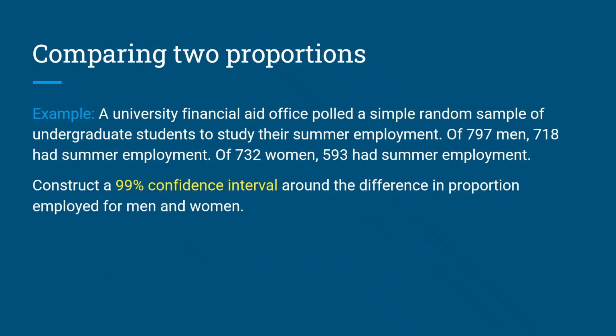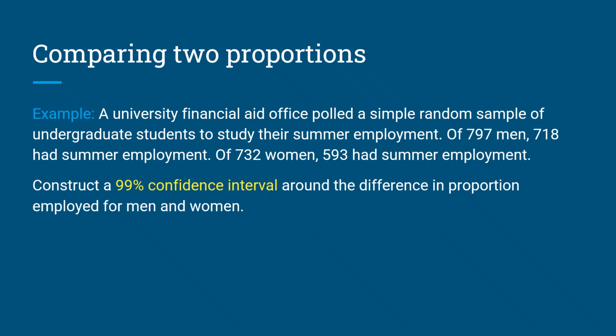So we can think about a fairly simple example where a university financial aid office wants to know whether there are systematic differences by gender in the probability that a student will be employed during the summer. And so they ask 797 men and 732 women whether they were employed during the previous summer.